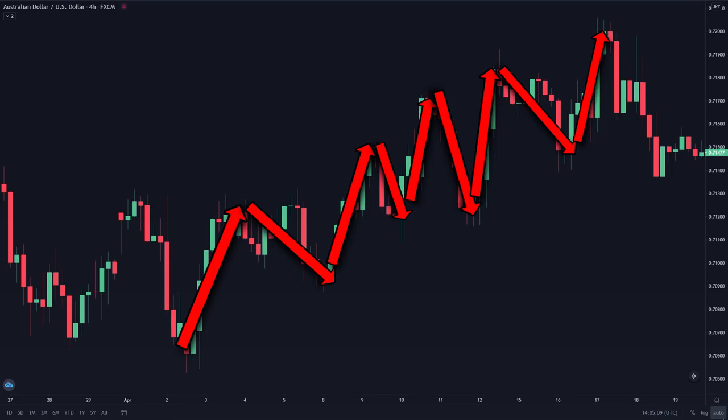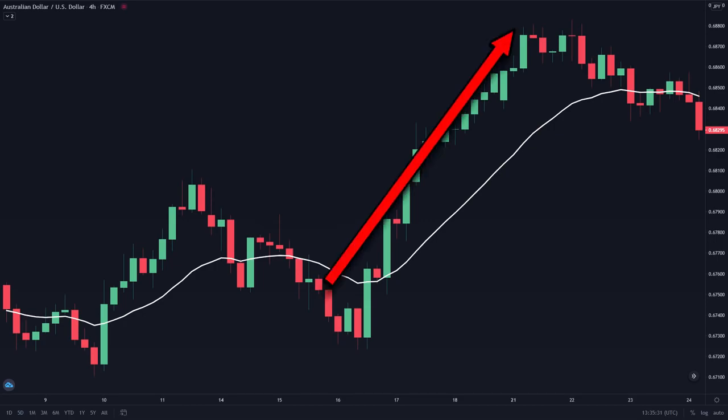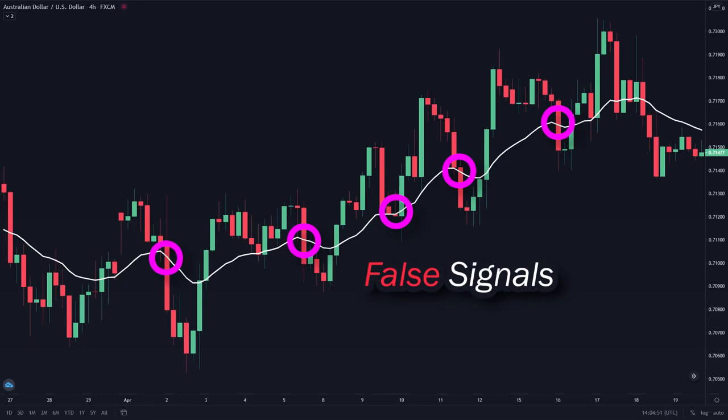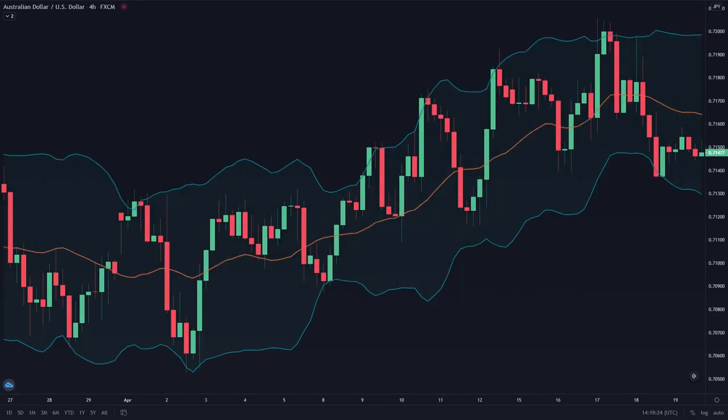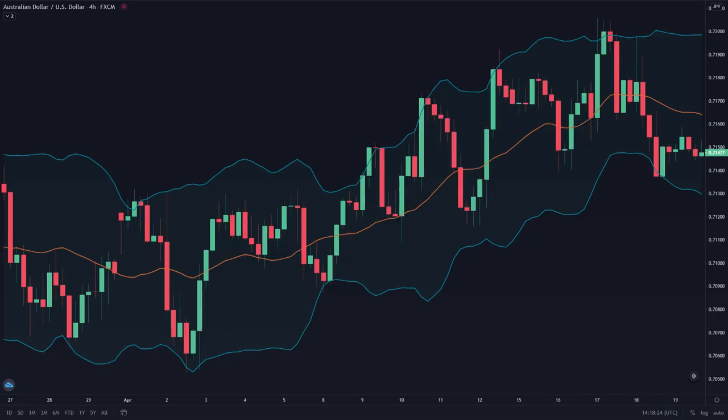The problem is, these pullbacks can often lead to false signals. Let me give you an example. Let's say you're using a normal trend indicator such as the 20 EMA. If the trends are moving in a straight line like this, then the 20 EMA gave a perfect signal. However, if the trend has pullbacks like this, it can be a huge problem because it gave so many false signals. So that is why the Bollinger Bands is a better indicator, because it can identify the direction of a trend while also taking these pullbacks into consideration. Hence, it can give you less false signals.